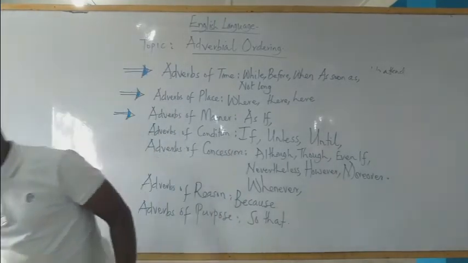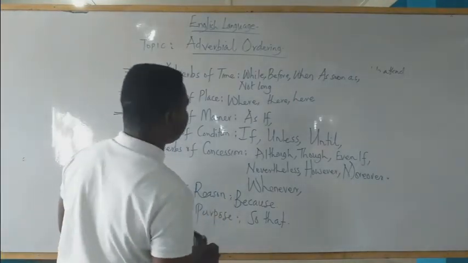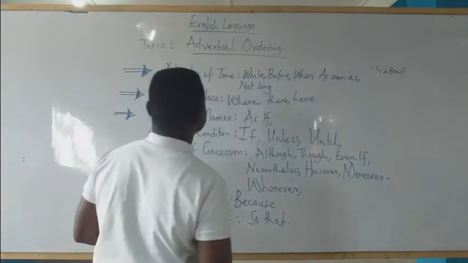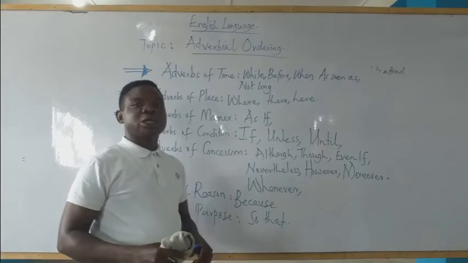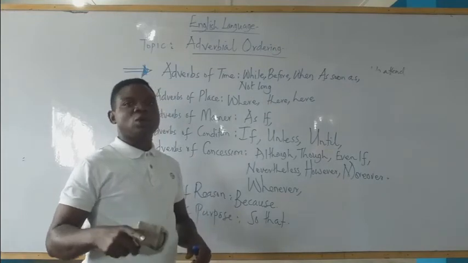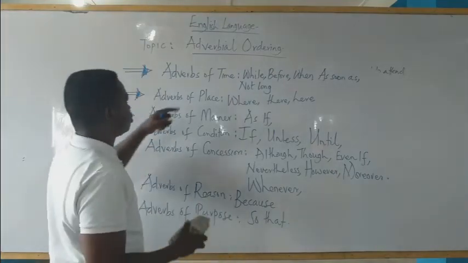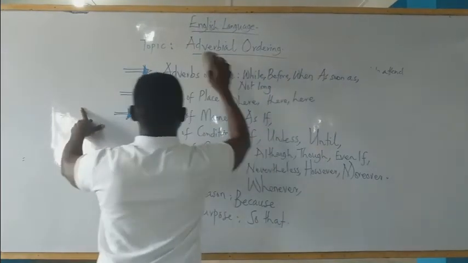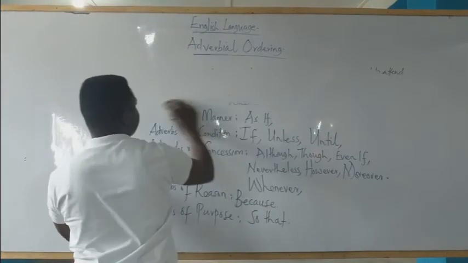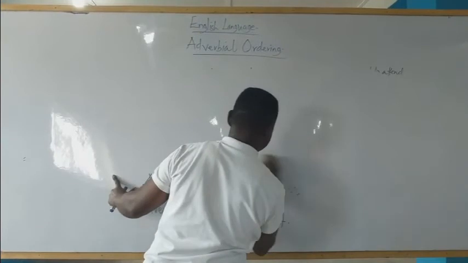So the adverbial ordering has to do with adverbs that appear in clusters, meaning a sentence that contains adverbs being used in more than one instance. That is, when you have more than one adverb being used, you follow that order of arrangement. Example 1, to buttress my points.